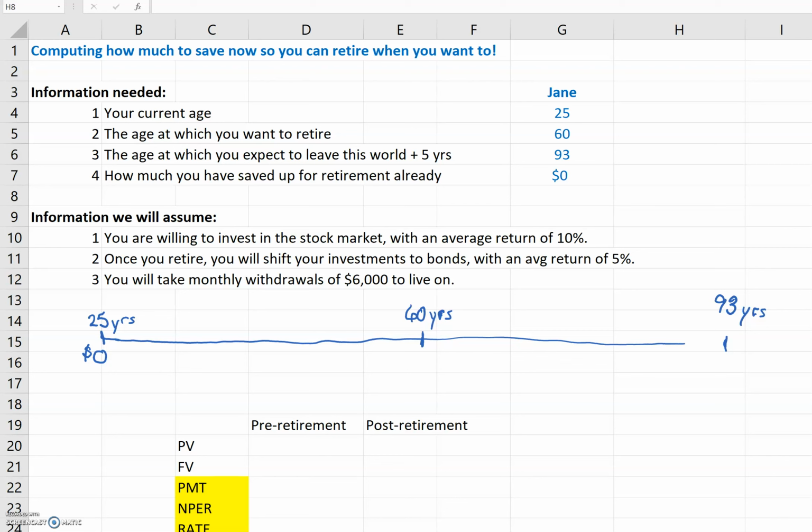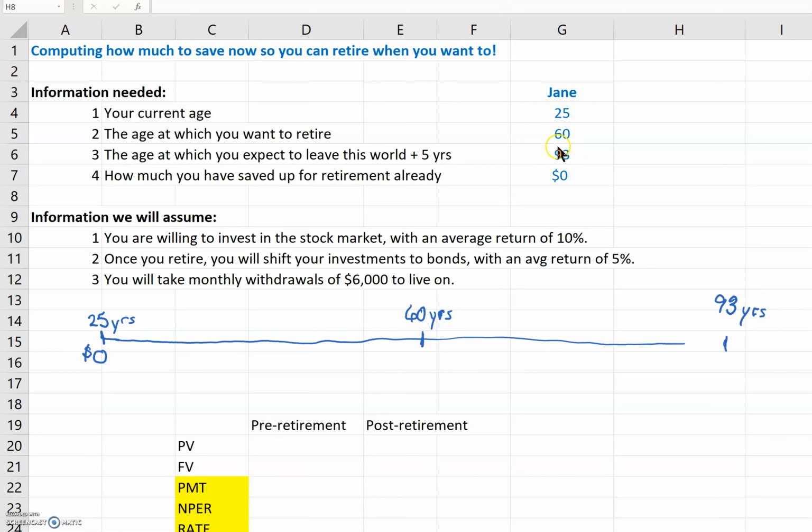Hello, this is Professor Jakovich, and we're going to be computing how much you should save now so that you can retire at the age you want to and have enough money to live on. There are a few things that you need to know to start, and we're going to use Jane here as our young person who wants to retire.